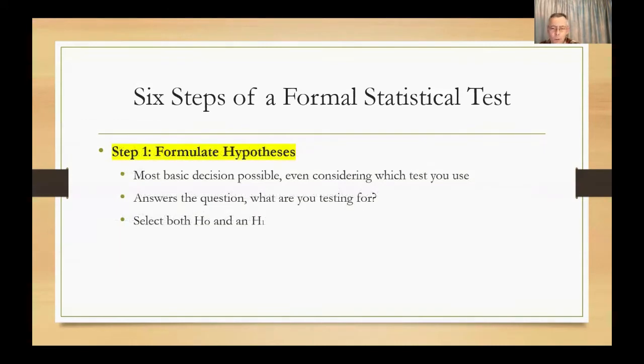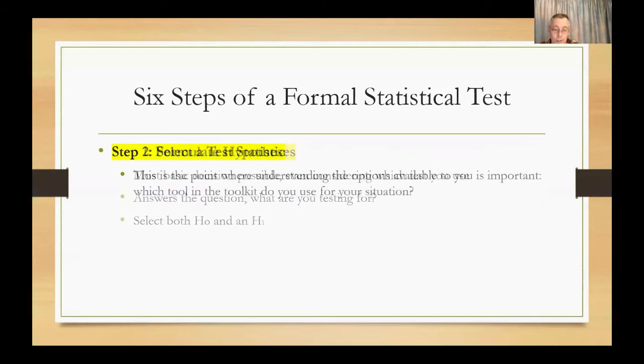6 steps of a formal statistical test. The first step, formulate the hypotheses first. This is the most basic decision that we can make. This guides the rest of our testing. So we're getting at the answer to the question, what are we testing for? And so at this point, we need to select both a null hypothesis and an alternative hypothesis. And everything else follows from that.